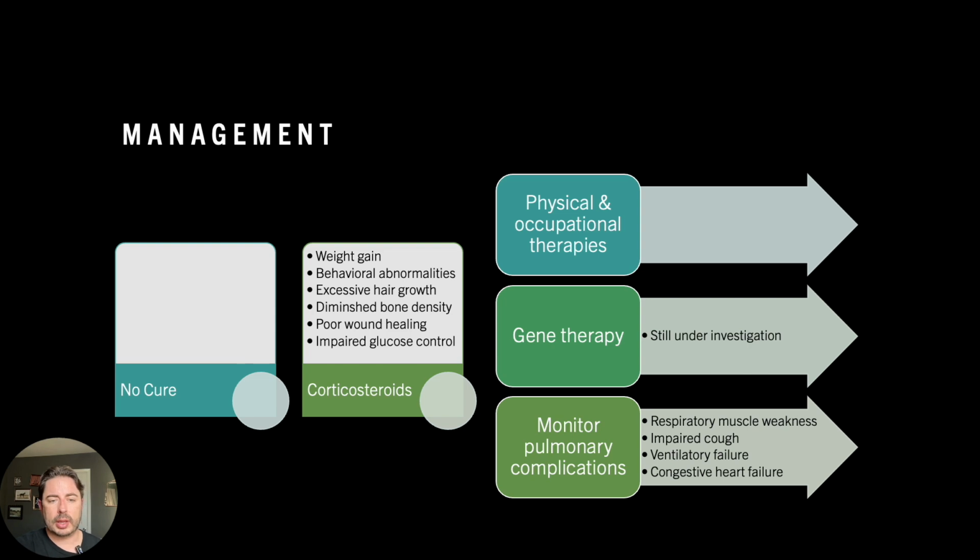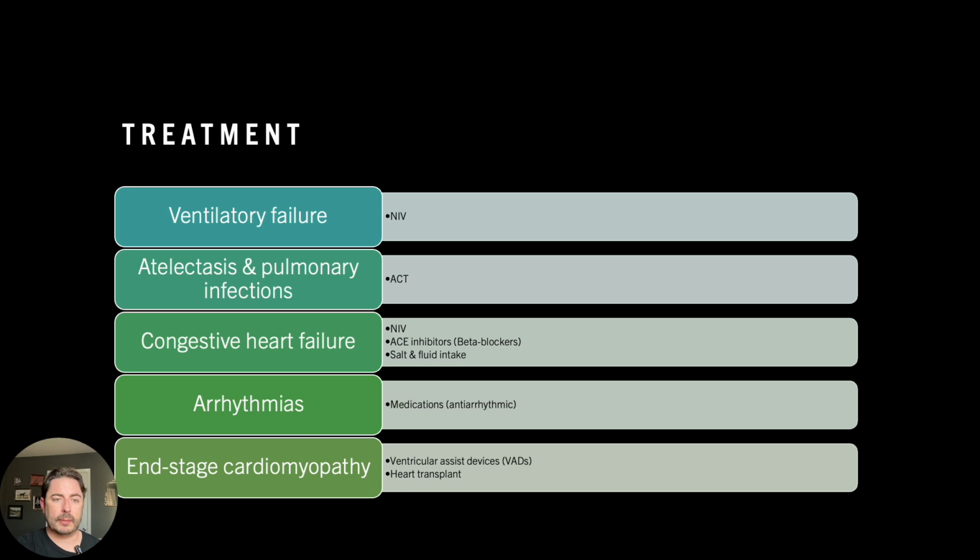And then we can make sure that we are monitoring any of the pulmonary complications that could be associated with it, like respiratory muscle weakness, an impaired cough, vent failure, or even congestive heart failure. So these patients are going to eventually potentially need non-invasive ventilation or even invasive ventilation for their respiratory failure. They could have atelectasis and pulmonary infiltrates just from that respiratory weakness. That could use some airway clearance therapy.